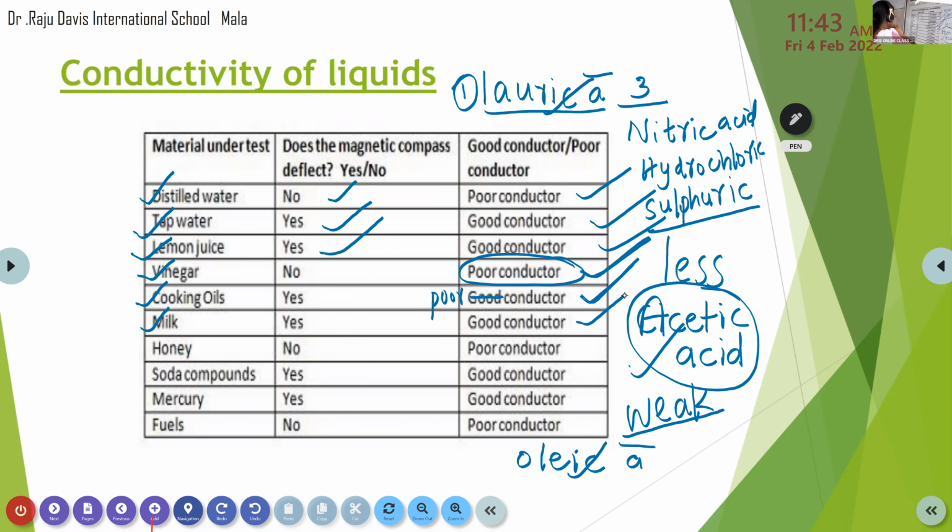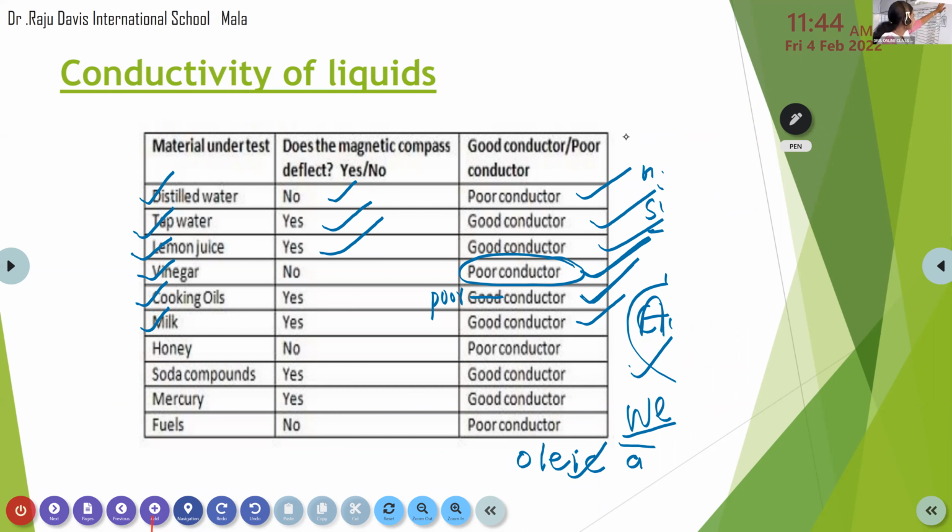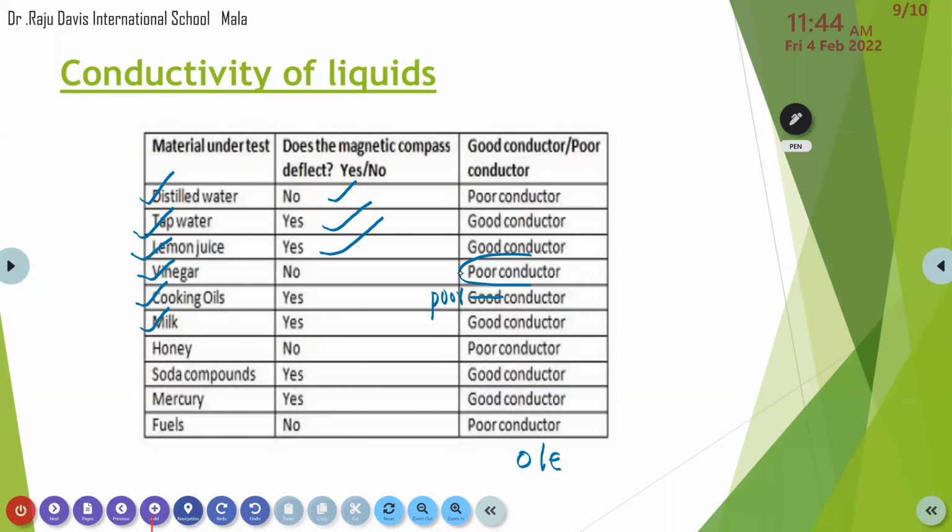Then what about this honey? Is there any deflection? No. Why is there no deflection in this honey? What is honey? The sweet nectar produced by honeybees. Actually, honey is a solution of sugar.